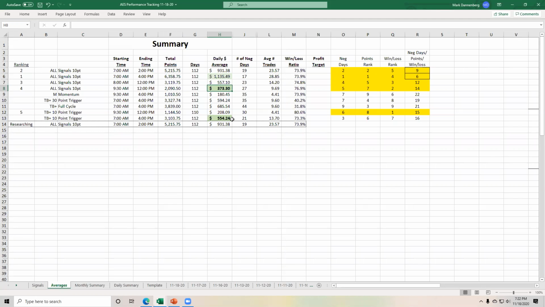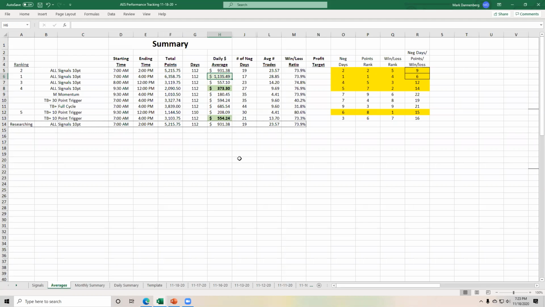The best performing category we have is trading from 7 to 4, which not everybody wants to do. That's a long time to trade, taking all the signals. That category we know confidently is averaging about $1,135 a day per contract.